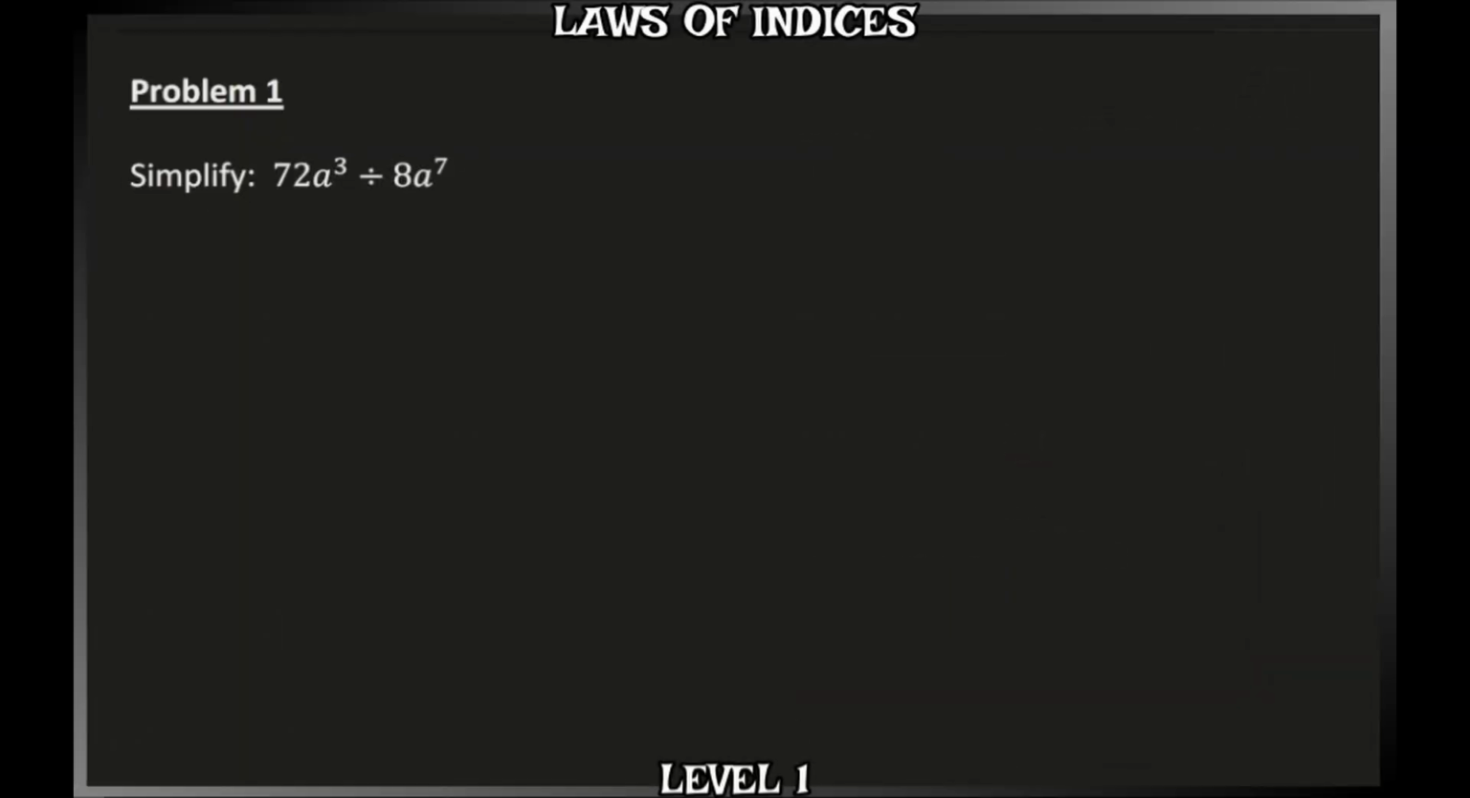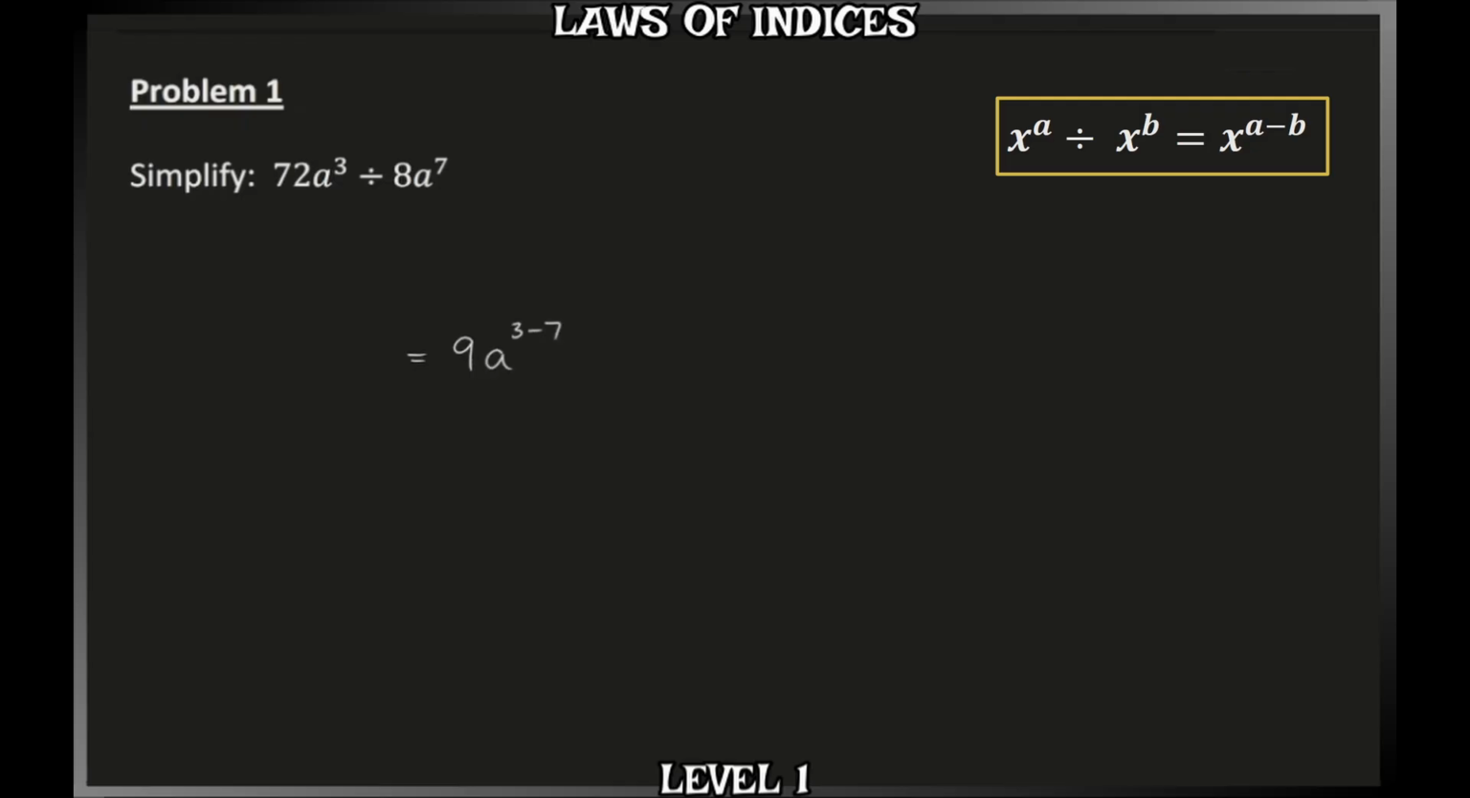In problem 1, we're simplifying 72a to the power of 3 divided by 8a to the power of 7. Since we're dividing indices here, we're going to use this law, which tells us that when we divide indices, we subtract the powers. Starting with 72 divided by 8, this gives us 9, and a to the power of 3 divided by a to the power of 7 gives us a to the power of 3 minus 7, using our law. Since 3 minus 7 is minus 4, our final answer for problem 1 is 9a to the power of minus 4.